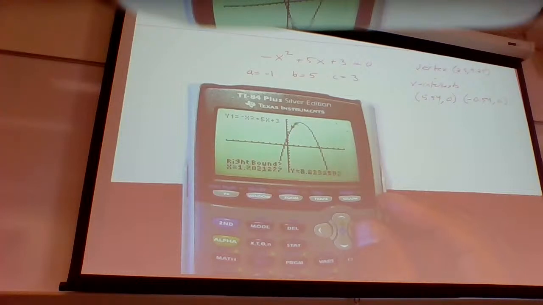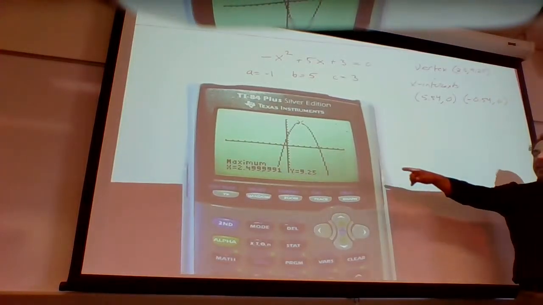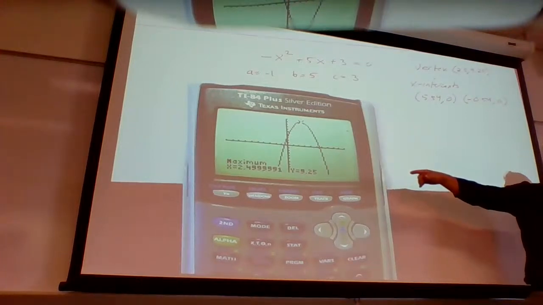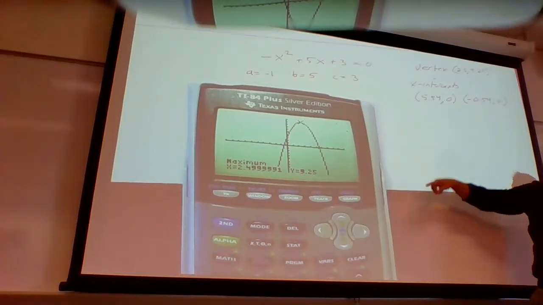Right bound. Go anywhere to the right by pushing the right arrow. Anywhere to the right of the vertex, push enter. What's the last question? Guess where you think it is. Put your cursor where you think it is, hit enter. Now, notice the calculator: 2.4999999 is really what? 2.5, comma, 9.25.